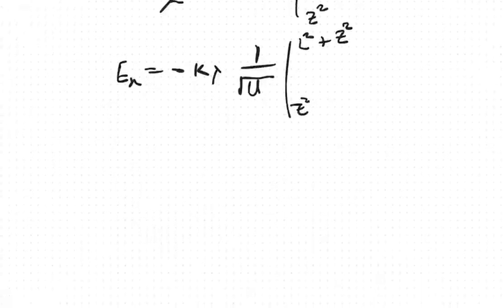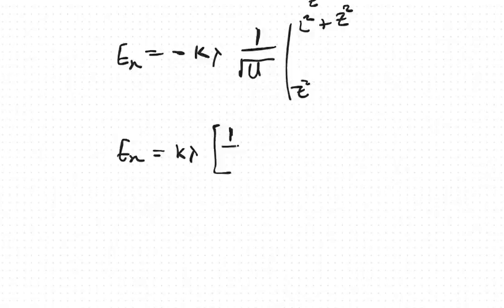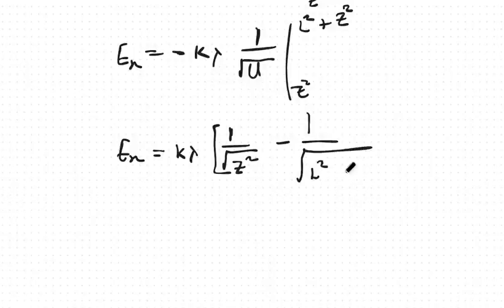Then I have this to be equal to Ex, negative k. Okay, let me shorten it and use the negative to enter the brackets. That will be equal to k lambda into 1 divided by the square root of z squared minus 1 divided by the square root of L squared plus z squared.